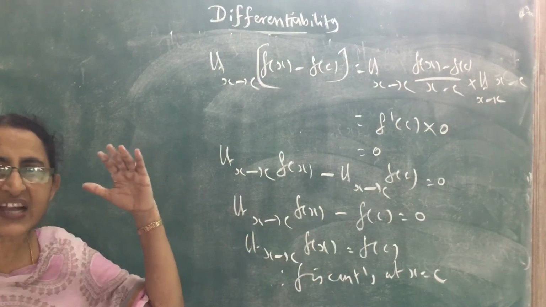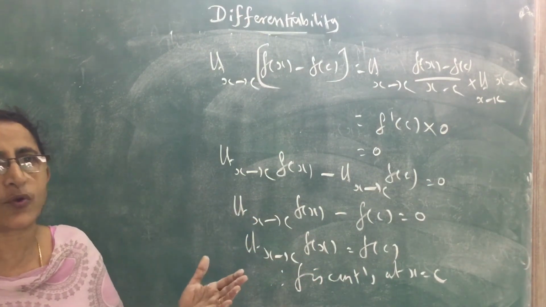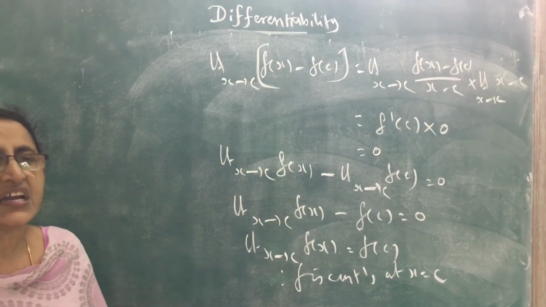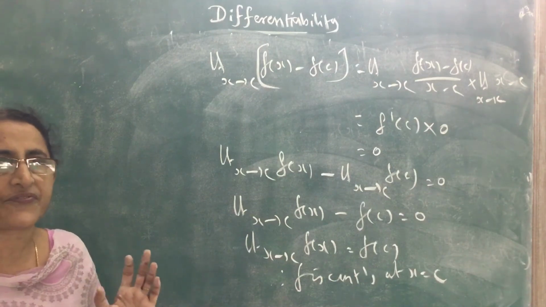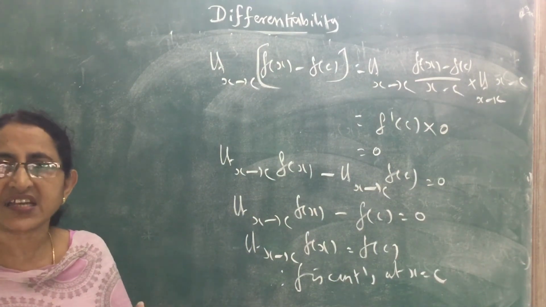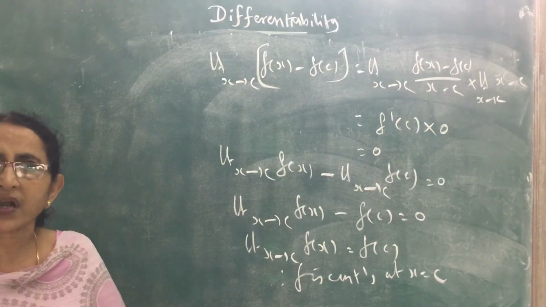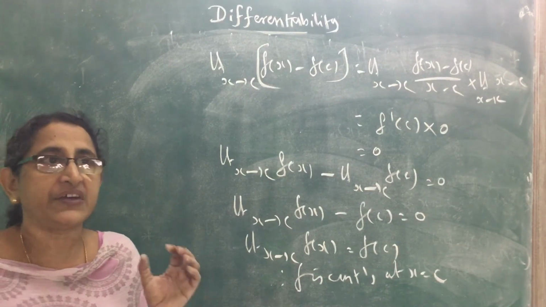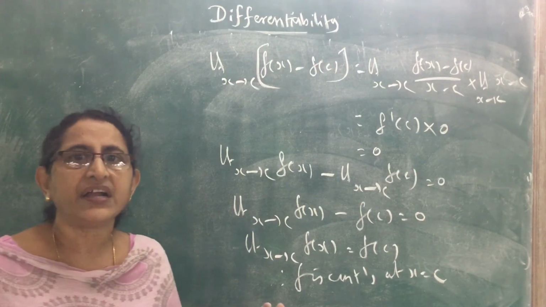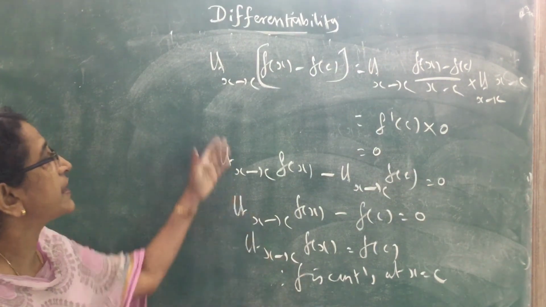So first we assumed that f is differentiable at x equal to c. Now we got f is continuous at x equal to c. That means if a function f is differentiable at a point x equal to c, then that function is continuous at x equal to c. Or in other words, we can say that differentiability implies continuity. Whenever a function is differentiable, it will be continuous. That is the theorem we proved. Okay.